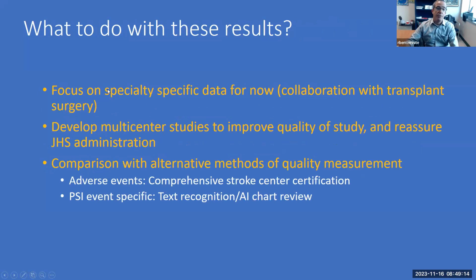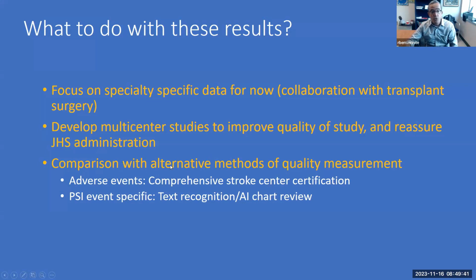So what are we doing with these results? Greg and I are focusing on the specialty-specific data for now. With the help of Hanny, and we now have a collaborator at UCSF, we're developing multi-center studies that make the data and the studies stronger. Jackson is also willing to agree to expand the scope of our study if we add other centers, so that the published data doesn't just reflect on our hospital.